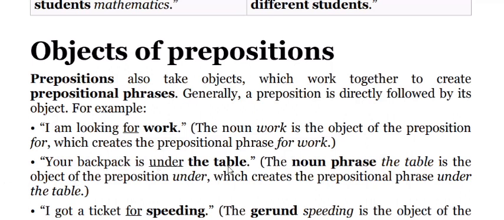Your backpack is under the table. When we write under, then we need something to define it. Here it is the table. Your backpack is under the table. Here, the noun phrase the table is the object of the preposition under, which creates the prepositional phrase under the table.